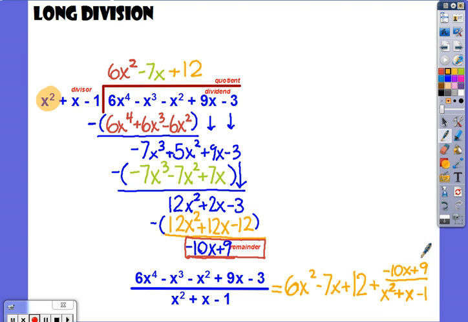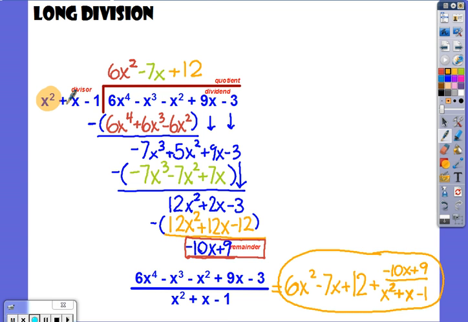Okay. So that right there would be our final answer. It has that kind of weird remainder, which is strange. Yeah. So that's long division. Long division's super useful when we're dividing by quadratics or cubics or anything bigger than that.